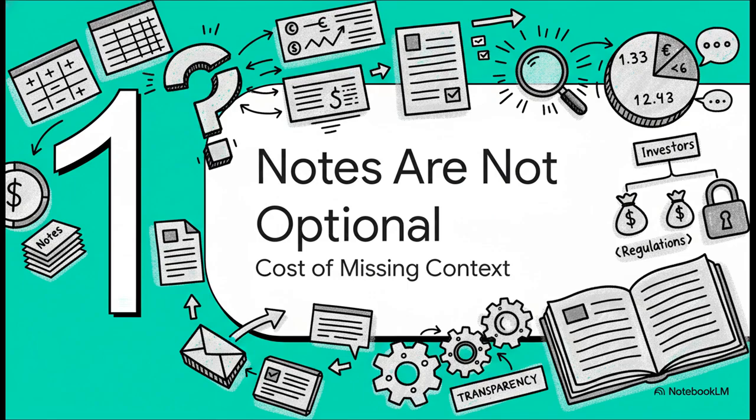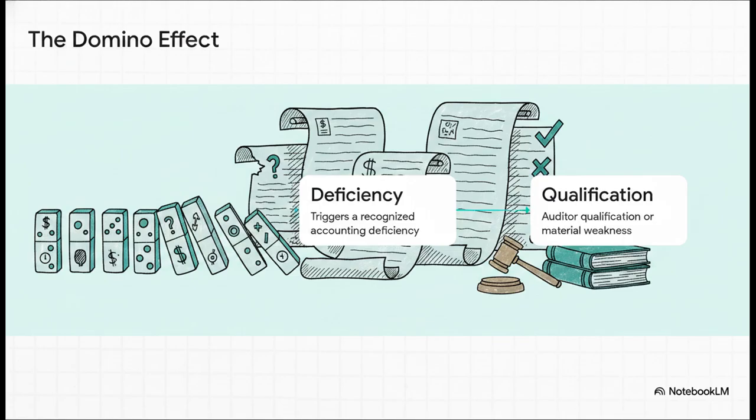Let's talk about the real cost of missing context. You see, the primary statements alone give you the hard numbers, sure, but they're an incomplete story. Treating notes as an afterthought is genuinely dangerous. Under US GAAP rules, a missing or incomplete note isn't just a typo. It triggers a strict domino effect. Step 1, you have a missing or incomplete note. Step 2, boom, that triggers a recognized accounting deficiency. It's a straight-up failure of compliance, which leads directly to Step 3. An auditor qualification or a material weakness. It is a strict, undeniable cause and effect sequence.